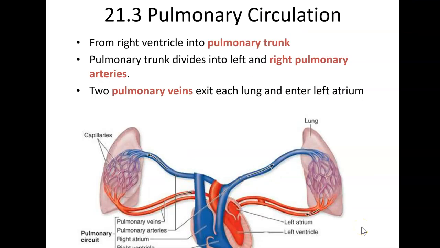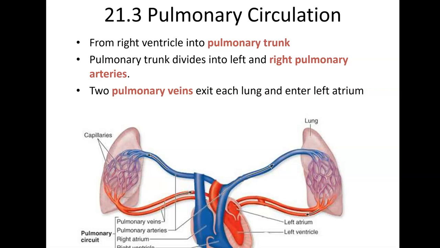Hello everyone, and welcome to the second recording of Chapter 21, which covers the cardiovascular system, specifically on blood vessels and circulation. We'll first start reviewing pulmonary circulation.